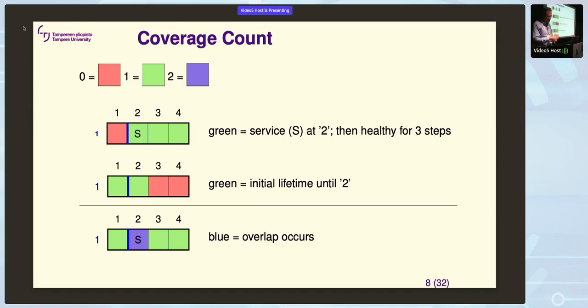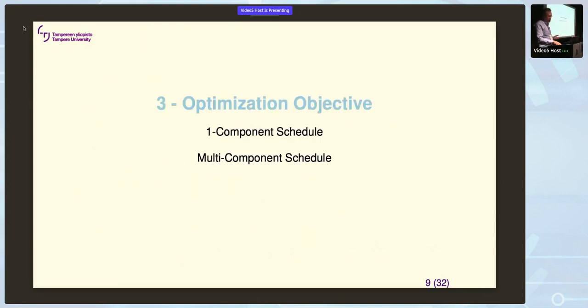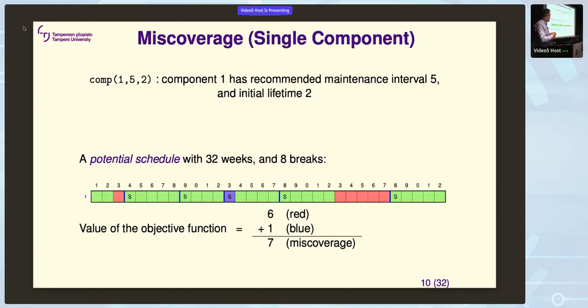So this is our representation for the coverage count over the schedule. Now based on this notion, we define the objective function. In this example where we have just one component and a schedule for maintaining it, you see that there are a few breakpoints.